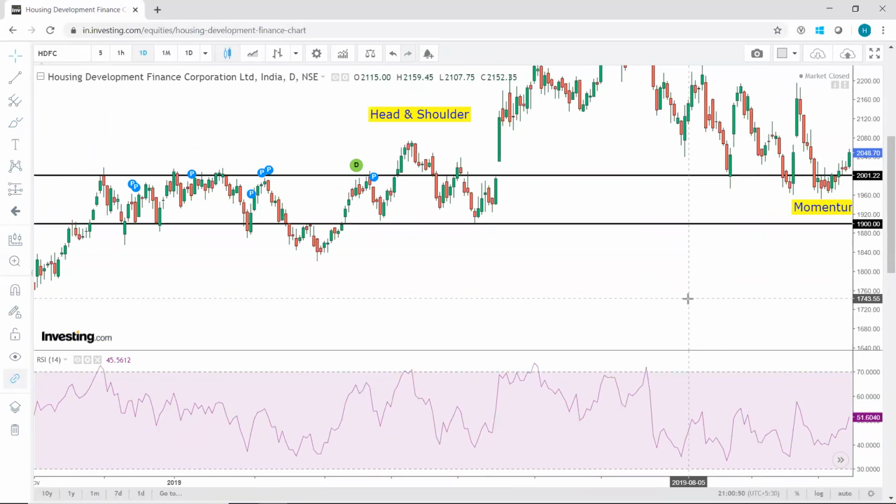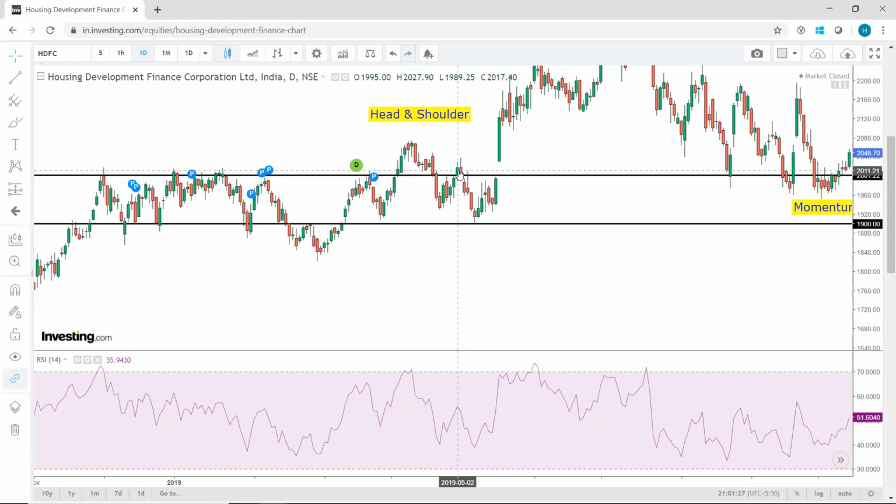So let's take an example over here. Over here, we see that there is a left shoulder being created, followed by your head, and then your right shoulder. Now, in our right shoulder, what has happened is the green candle is breaching the key 2000 level resistance. Thus, we need to understand over here that the formation of your head and shoulder is getting completed and not that there has been a breakout.